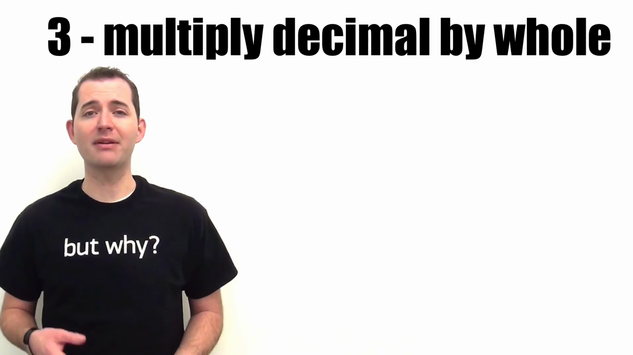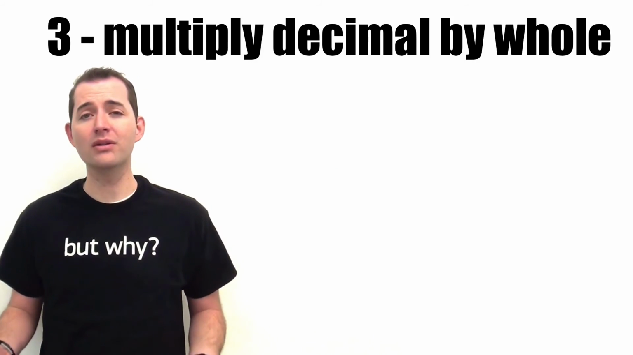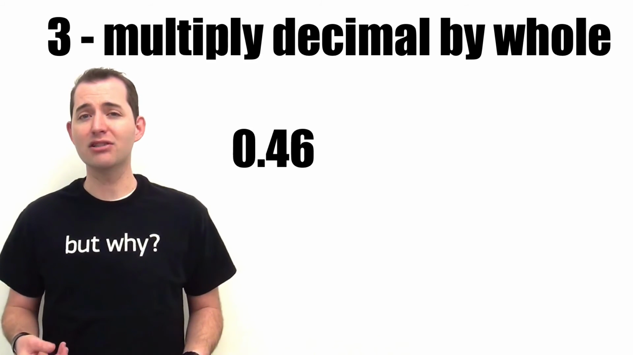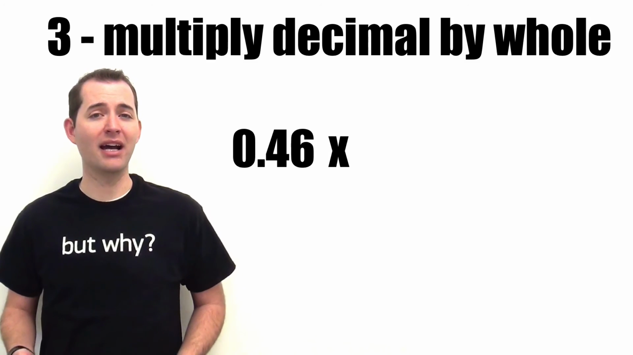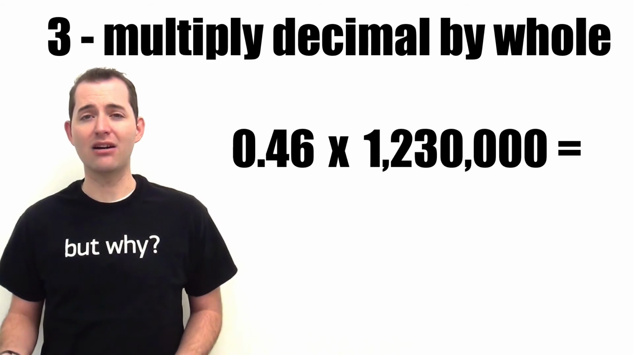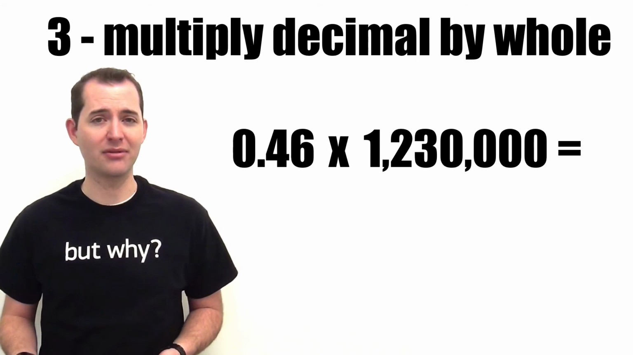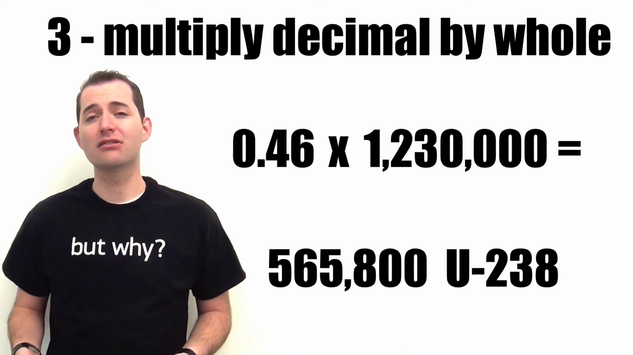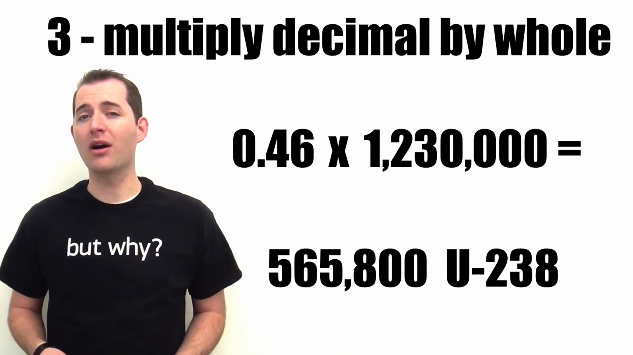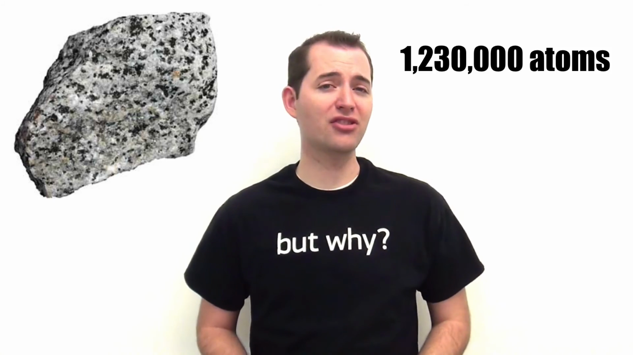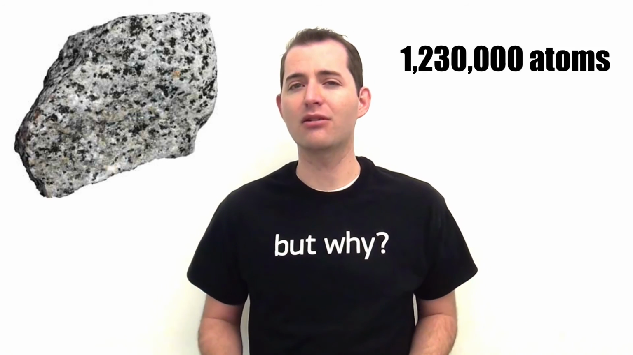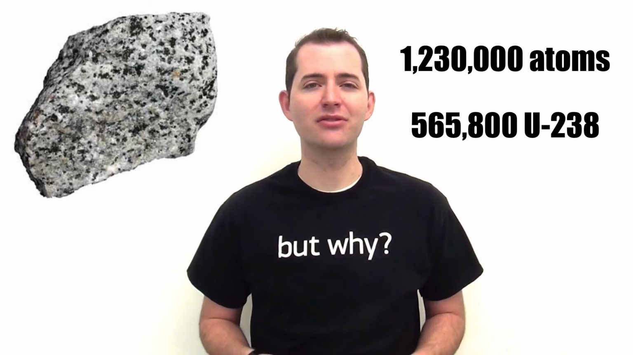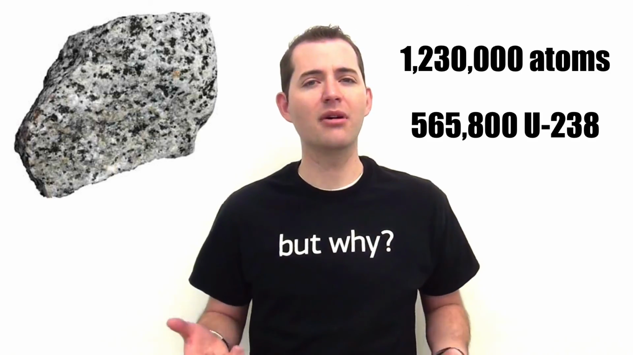Our third and final step is to multiply the decimal by the whole number, or the total number of objects we're talking about. So in this case, we're going to take 0.46 and multiply it by the 1,230,000 total atoms that we have in our rock sample. This gives us a value of 565,800 uranium-238 atoms in our rock sample. This means that of the 1,230,000 atoms in our rock sample, 565,800 of them are uranium-238, and all the rest are some other atom type.